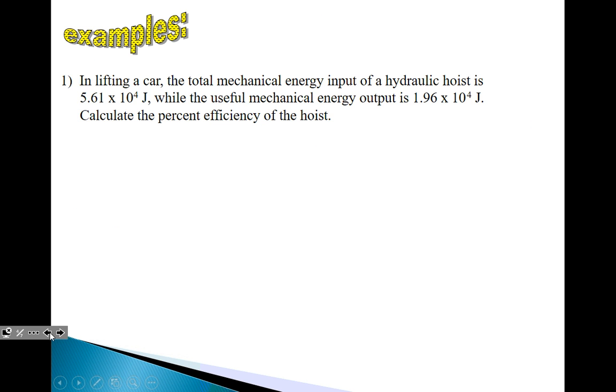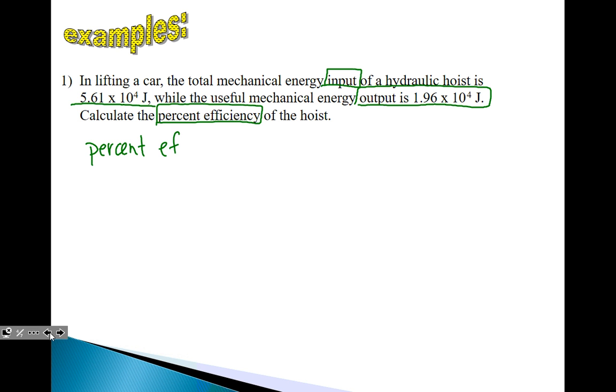Okay, let's take a look at our first example. In lifting a car, the total mechanical energy input, so we have the input, hoist, is 5.61 times 10 to the power 4 joules, while the useful mechanical energy output is 1.96 times 10 to the power 4 joules. Calculate the percent efficiency. So we're looking for percent efficiency. That's what we're looking for, right, kiddos?